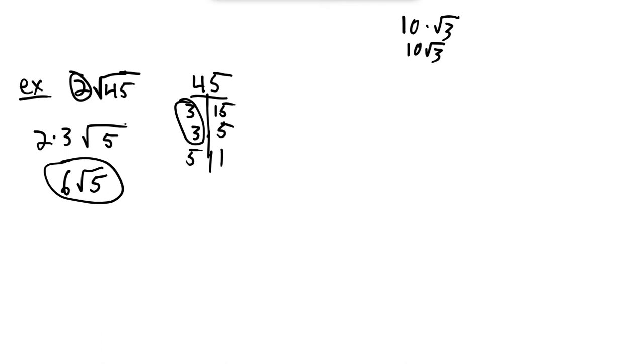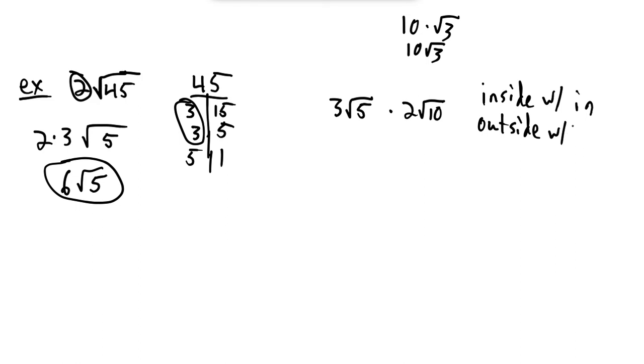All right, 2 more slightly harder ones. Let's say you're multiplying 2 numbers together. So let's say you have 3 times square root of 5 times 2 square root of 10. What do we do? Well, we're going to multiply the insides together and multiply the outsides together. The inside goes with inside, and the outside goes with the outside. So 3 times 2 gives us 6 times the square root of 5 times 10, or 50.